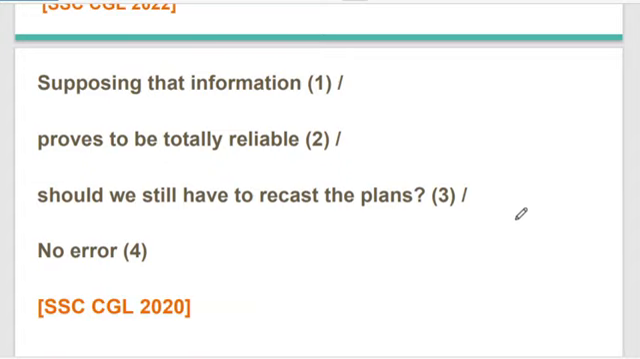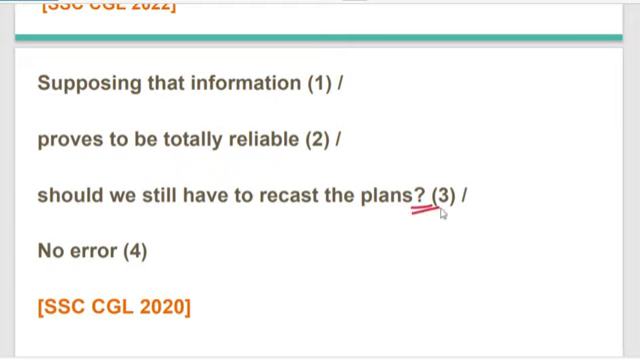Now this question is really different and not difficult but very different and with a wonderful twist. So please be very careful and please concentrate on this question. This question is of SSC CGL 2020. Let's read the question. Supposing that information proves to be totally reliable, should we still have to recast the plans?